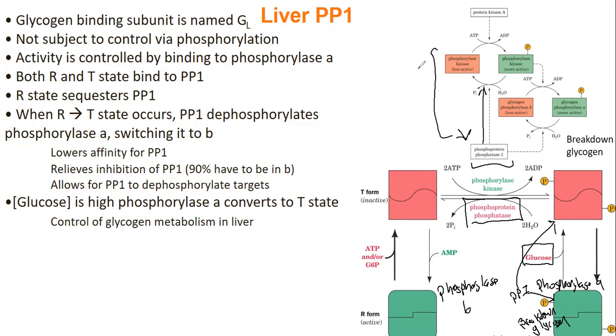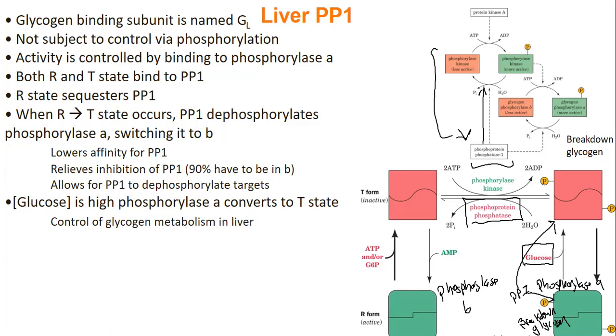So it's the G subunit that's going from T to R and vice versa. I'm not sure what you mean by G subunit. It's the T to R is the whole protein phosphorylase. That's what's switching from T to R. But phosphorylase also has two forms, A and B.